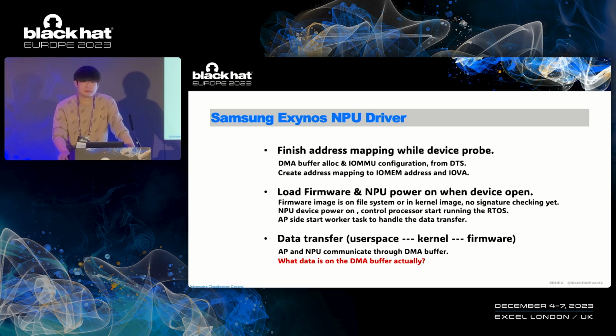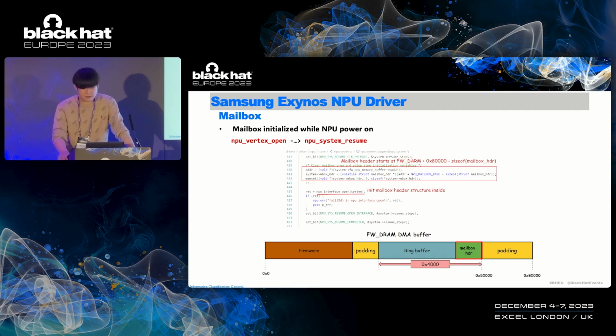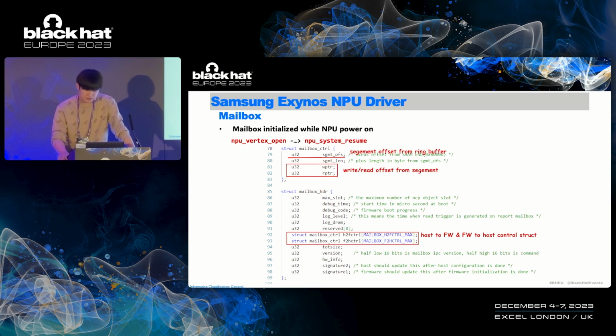The data transfer is mainly through DMA, so what data is actually on the DMA buffer? In fact, after loading the firmware image to the DMA buffer, the kernel will set up a mailbox structure. The mailbox contains two parts, the mailbox header and the ring buffer. The mailbox header mainly contains read and write pointers pointing to the ring buffer, which represent the current location of the data to be parsed.